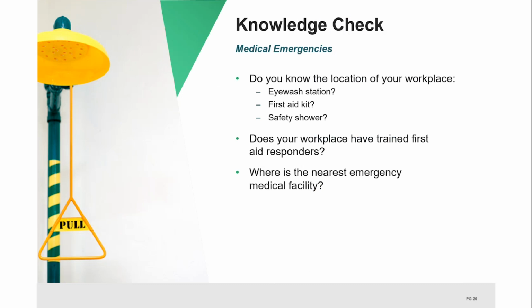These are some of the things that you want to make sure are on your EAP in medical emergencies: where the eye wash station is, where the first aid kit is. Do you have trained people on hand with CPR or first aid? And also where the nearest emergency medical facility would be, the nearest hospital or after-hours care.